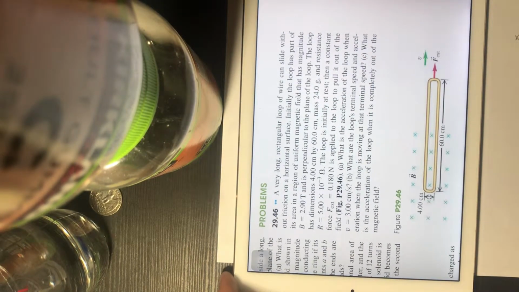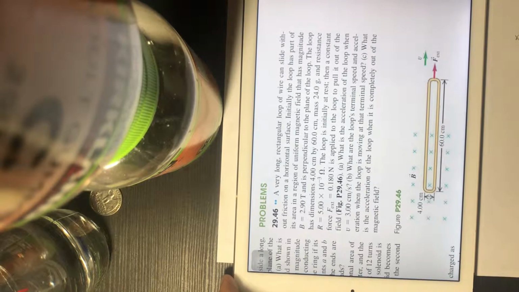Today I'm gonna help you to solve problem 46 of chapter 29. So here is the problem. A very long rectangular loop of wire can slide without friction on a horizontal surface. Initially, the loop has part of its area in the region of a uniform magnetic field that has magnitude 2.9 T and is perpendicular to the plane of the loop.